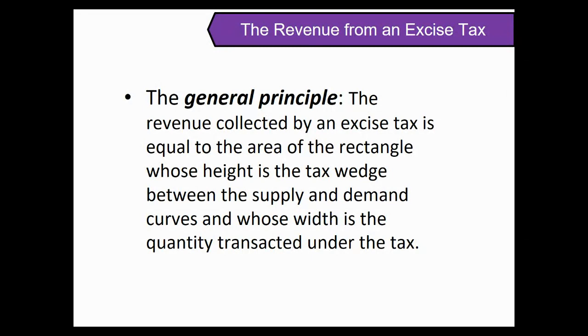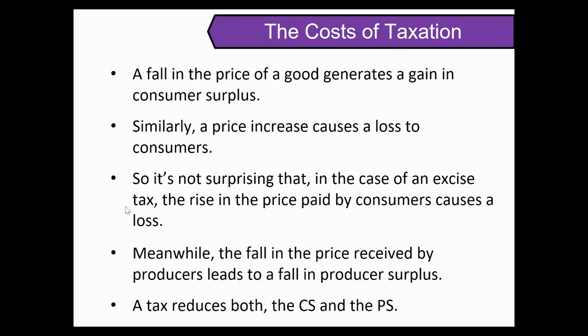So we'd like to be able to understand the general principle here. The revenue collected by the excise tax is equal to the area of the rectangle whose height is the same as that tax wedge between the supply and demand curve. So it's sort of like the quota rent that we talked about before in Unit 2. A fall in the price of a good generates more consumer surplus, just as if the price increases, we see less consumer surplus.